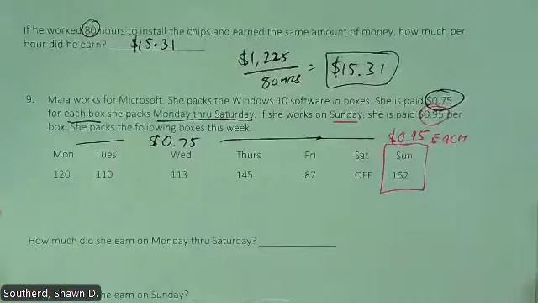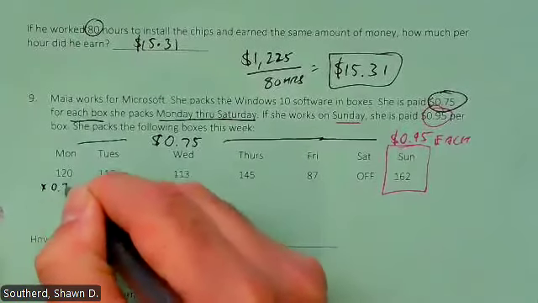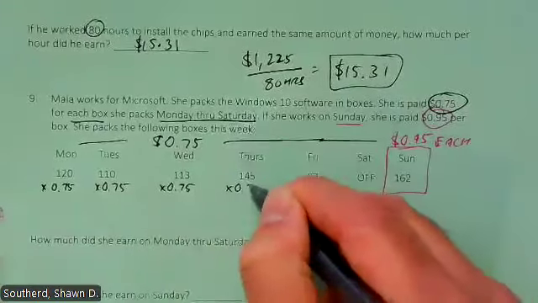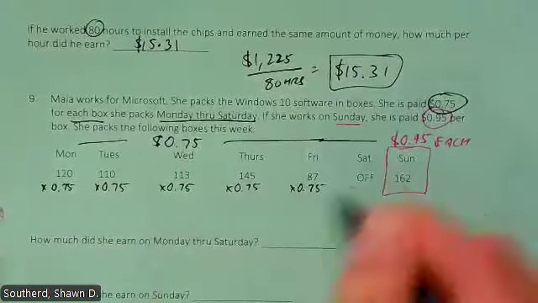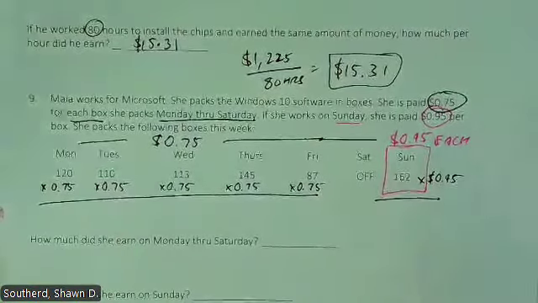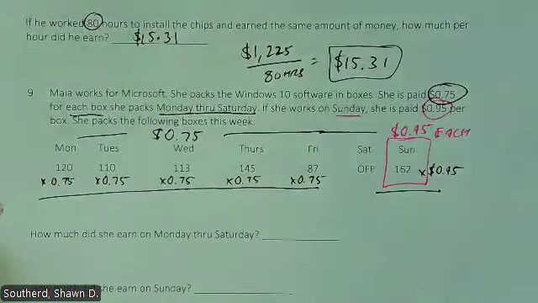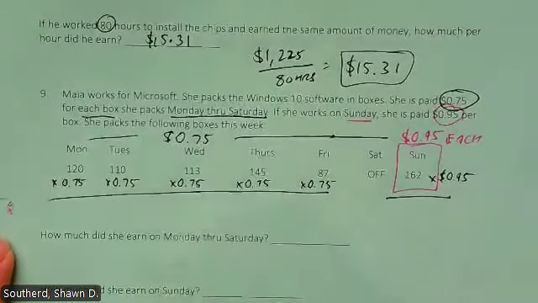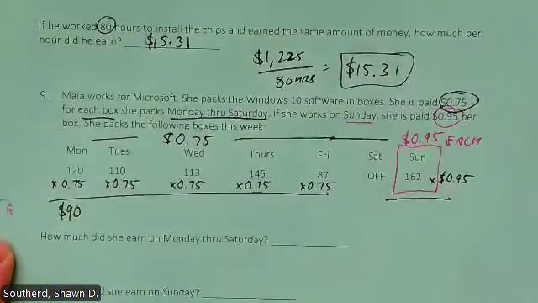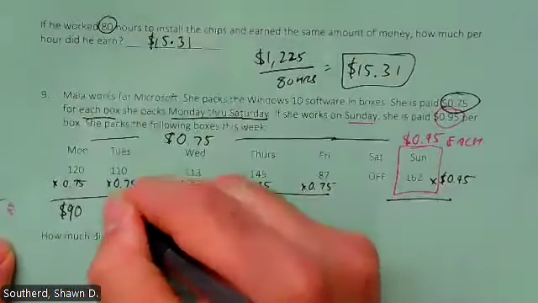So now we just have to do the amount. What I would recommend is just going straight down. So 120 times the 75 cents, 110 times the 75 cents, and we're going to keep going all the way down to make our math easier. And then this one, we're going to multiply by 95 cents. Let's just go one by one. 120 times 0.75 is going to be $90. 110 times 75 cents is going to be $82.50.